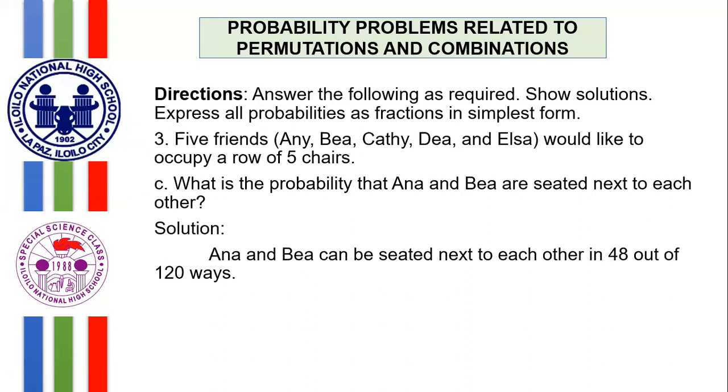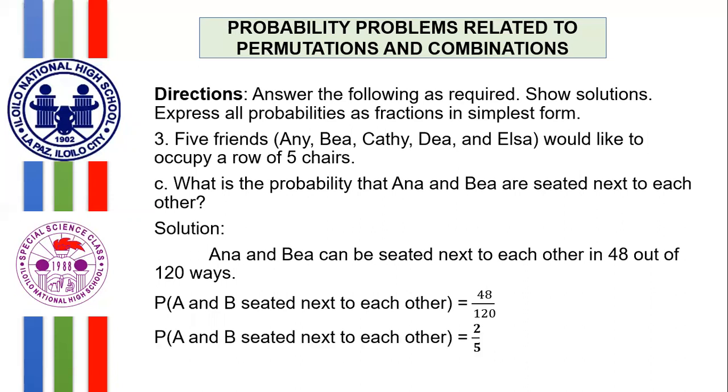And since 48 are favorable out of the 120 ways in all, then the probability that A and B are seated next to each other is 48 out of 120. Dividing both numerator and denominator by their GCF, which is 24, we have 2/5. I hope you got 2/5 correctly as well.